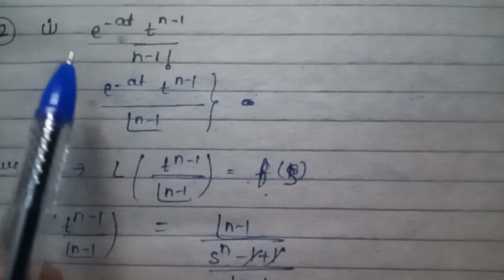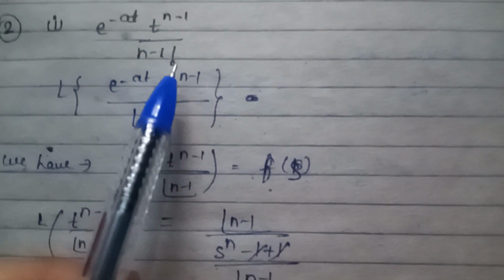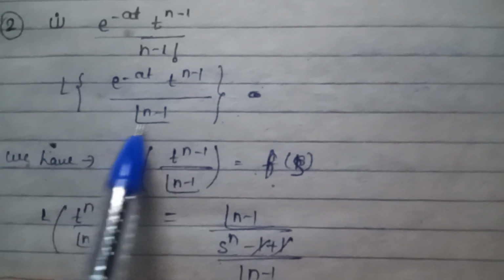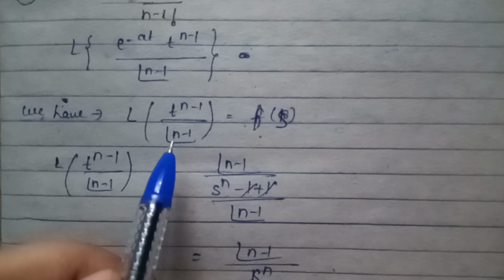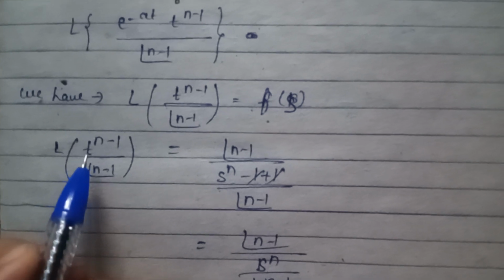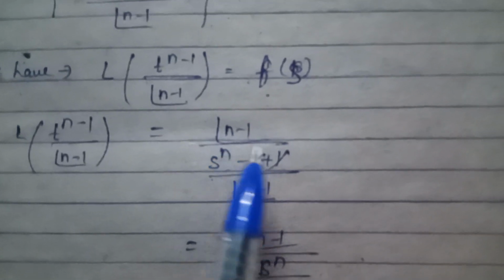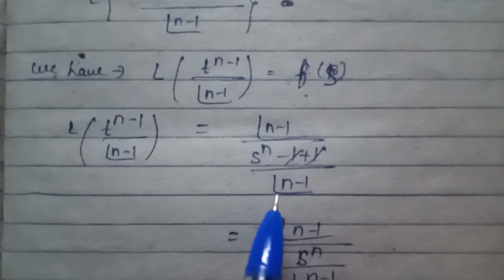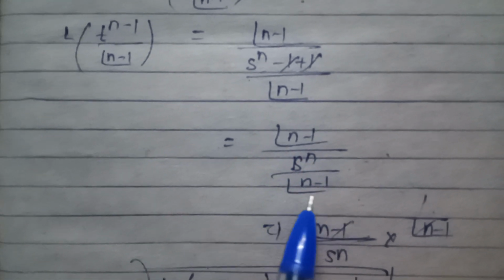Now there is another question. e to the power minus at times t to the power n minus 1 upon (n minus 1) factorial. So Laplace of e to the power at times t to the power n minus 1 upon (n minus 1) factorial, we have Laplace t to the power n minus 1 upon factorial (n minus 1), which is equal to f s or f p. So Laplace t to the power n minus 1 upon (n minus 1) factorial is equal to (n minus 1) factorial upon s to the power (n minus 1 plus 1) upon (n minus 1) factorial. So which is equal to (n minus 1) factorial upon s to the power n upon (n minus 1) factorial.